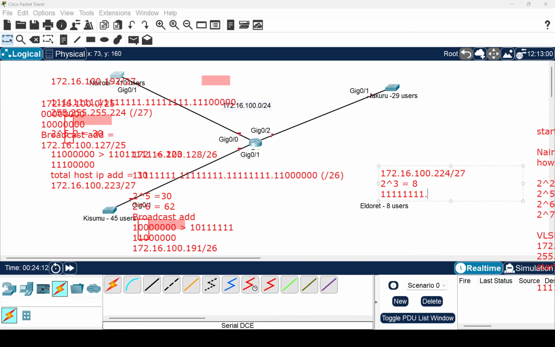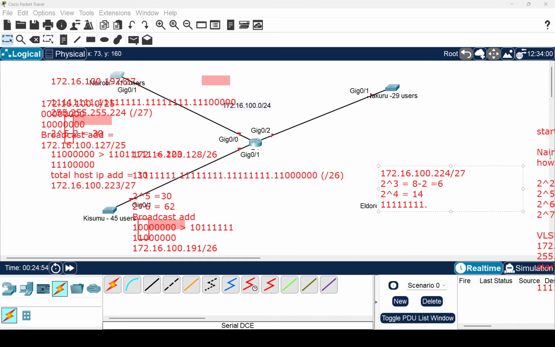Yes, Dominic? In this case, why haven't we subtracted to get 6? Thank you, that is correct, Dominic. With 3 bits we'd get only 6 usable addresses, which is not sufficient. So we need 4 host bits, 2 raised to power 4. That is 16 minus 2 to give us 14, which will meet our requirement. At least you guys should be attentive like that.